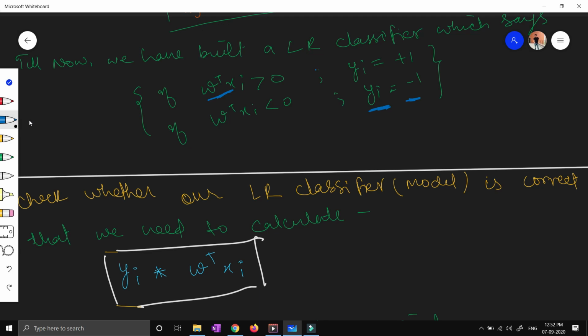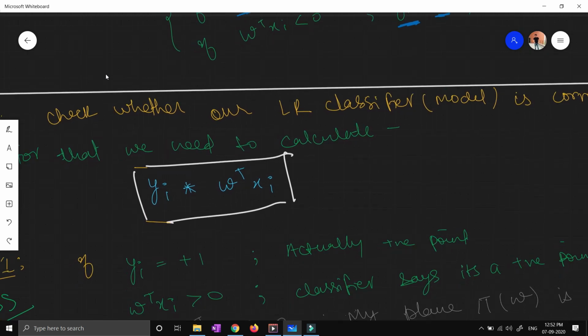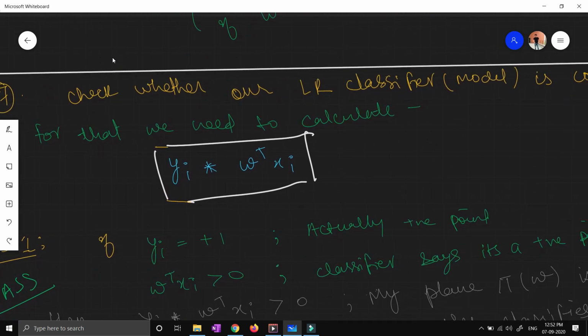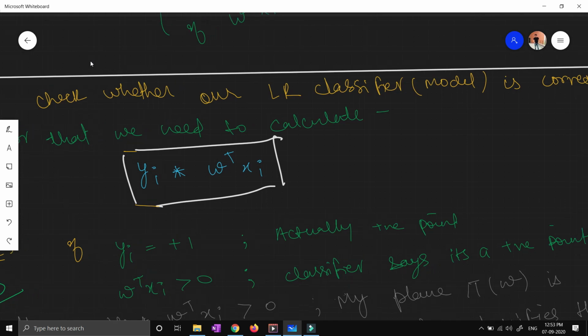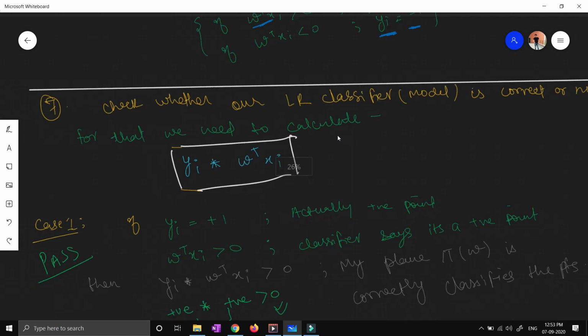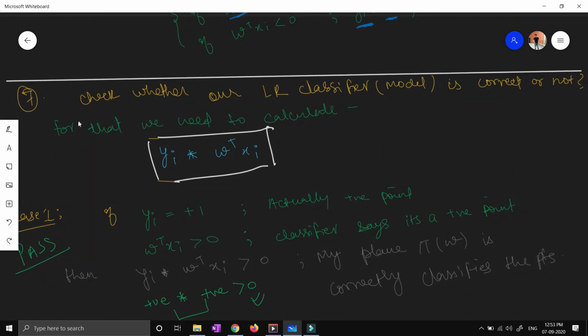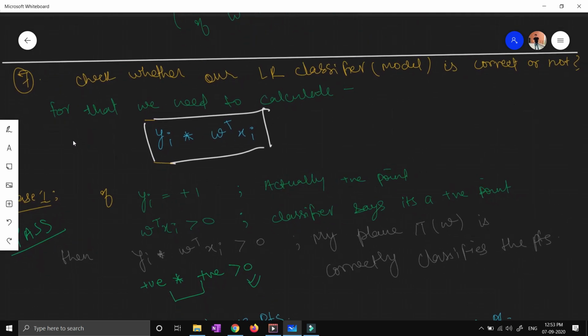All right, so now ultimately, if we build something, then we obviously have to check it. So the seventh step is to check whether our logistic regression classifier is correct or not. And it's a very good habit. Mathematically we are checking it, and there are other evaluation techniques too, like checking accuracies. But how do we evaluate this particular model mathematically?